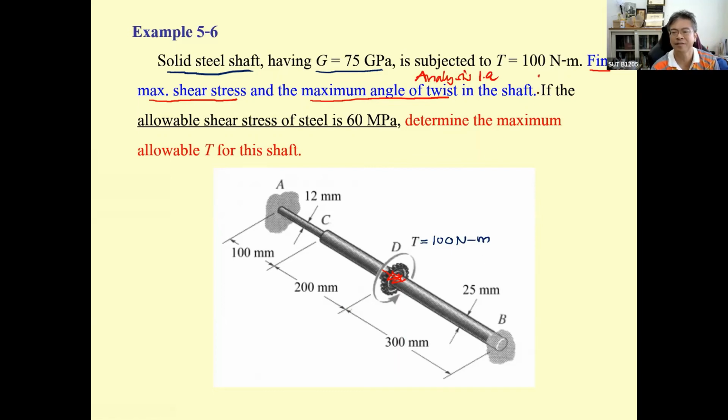And then they separate it. If the tau allowable is 60 megapascal, they ask us to determine the allowable maximum T. This is the second portion of the problem. So this is going to be analysis 1.B. So what it means is the statically indeterminate shaft can also be analyzed in 1.A and 1.B. But we're going to do the same thing.